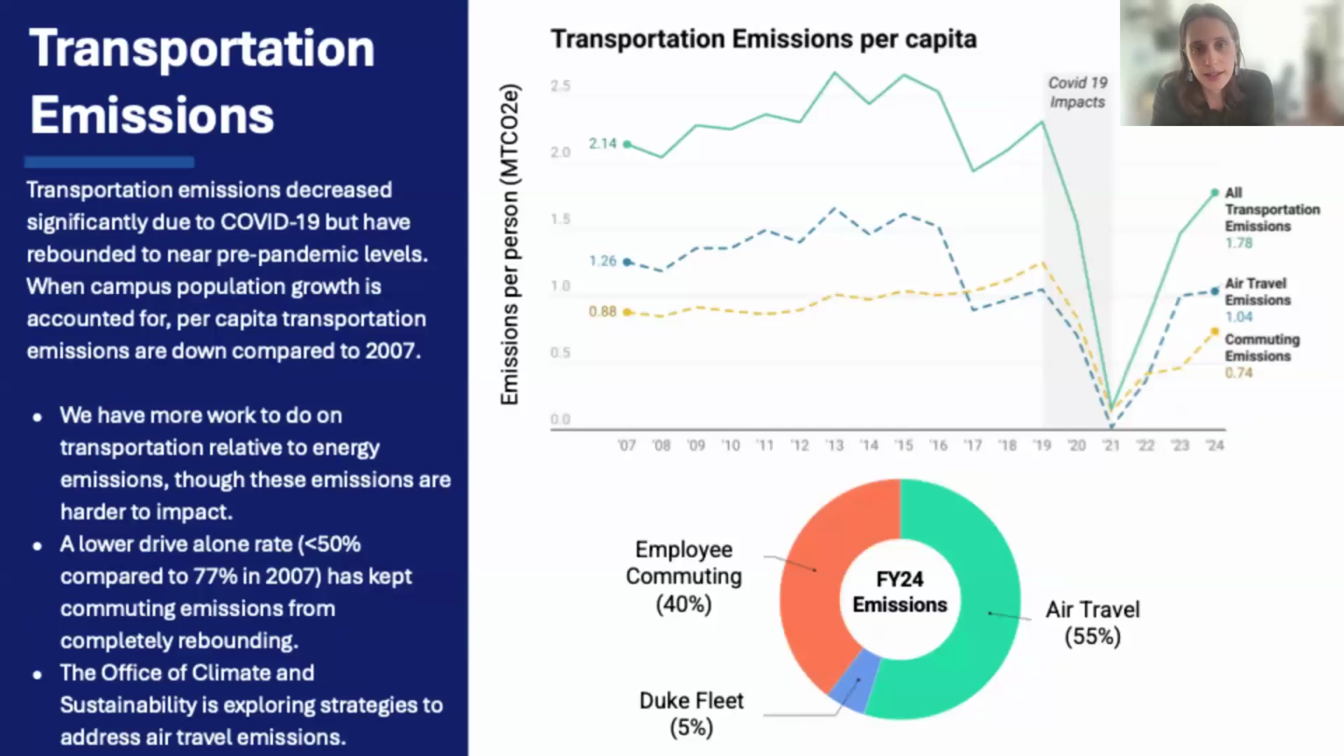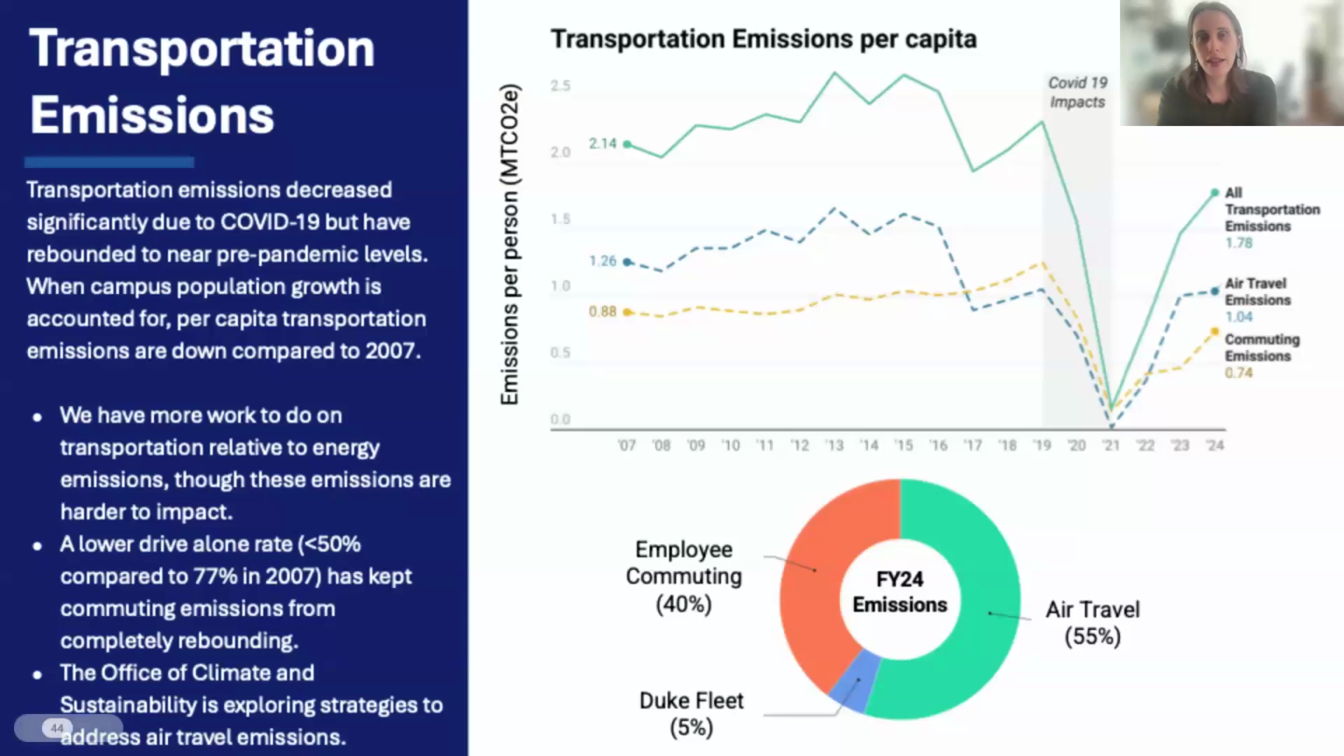Next slide. This is not all scope 3 emissions. Again, just transportation, because that's the largest percentage of those scope 3 emissions. And so this is not as pretty of a story, but still an important one to tell. During COVID, we saw a huge decrease in all transportation emissions. It has since rebounded to just under 2007 levels.